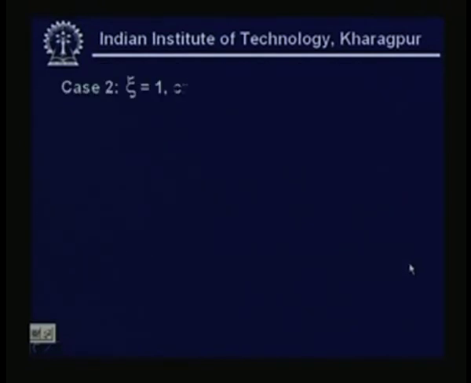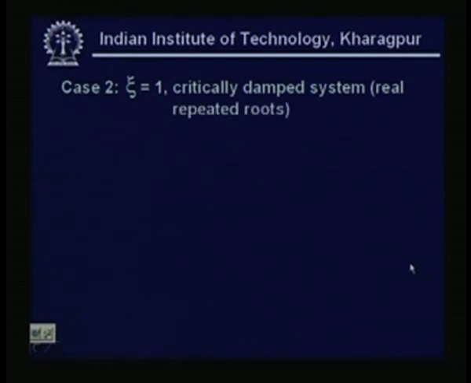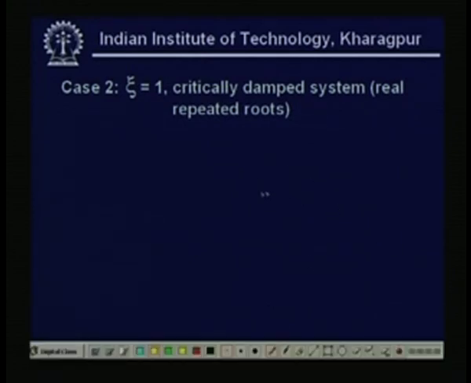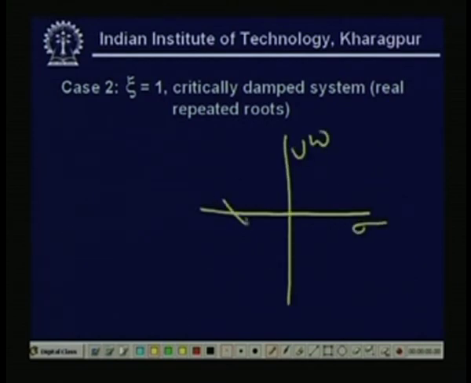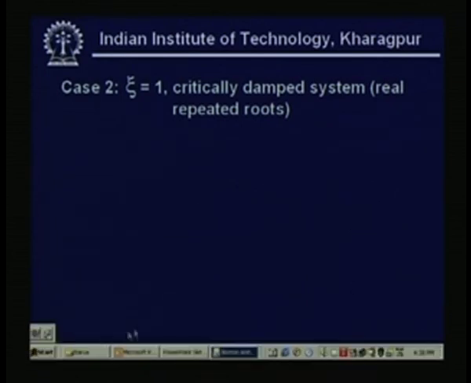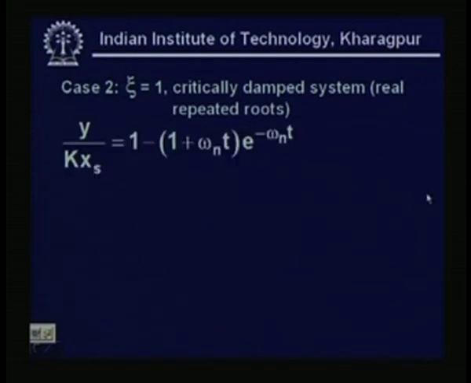Now in case 2, when xi is 1, it is a critically damped system with real repeated roots. How does it look? It looks like this on the sigma j omega plane: real repeated roots, one root over the other. So it is a critically damped system. In that case my normalized output will be y upon k xs equal to 1 minus (1 plus omega n t) multiplied by e to the power minus omega n t.